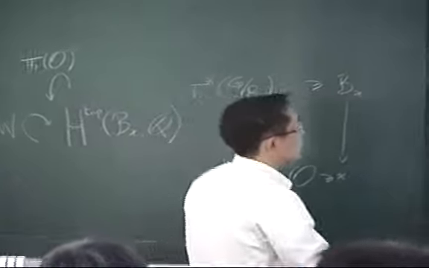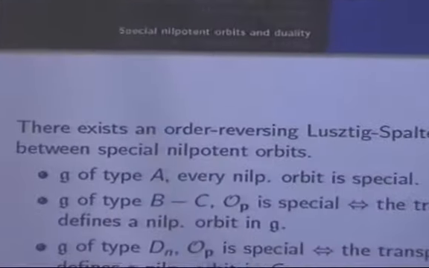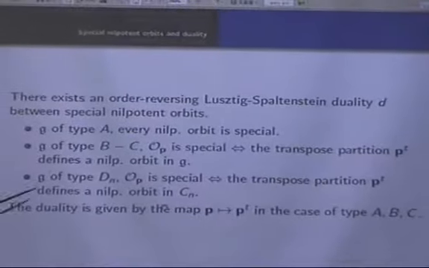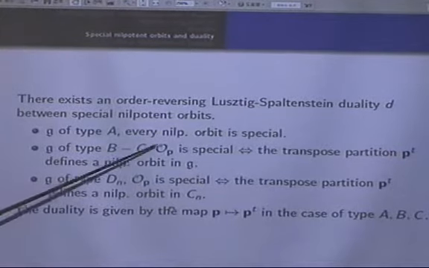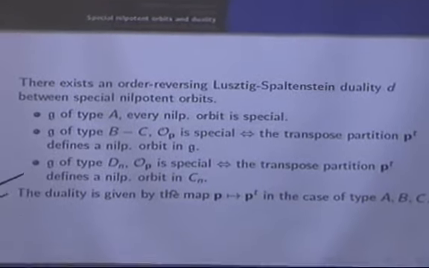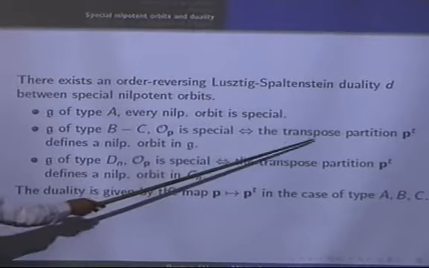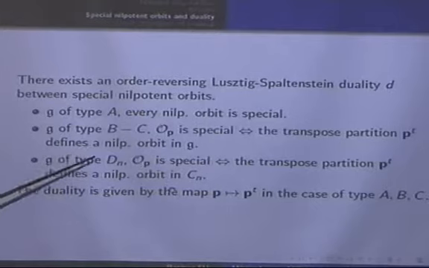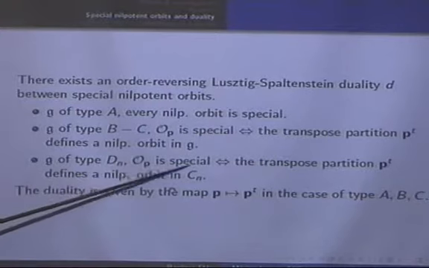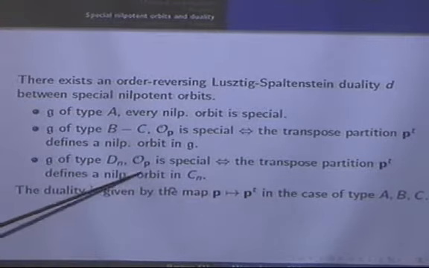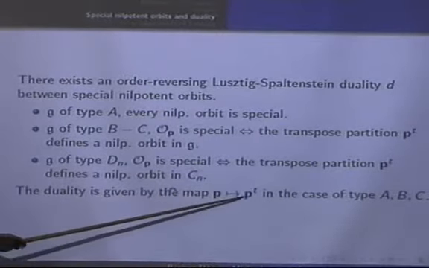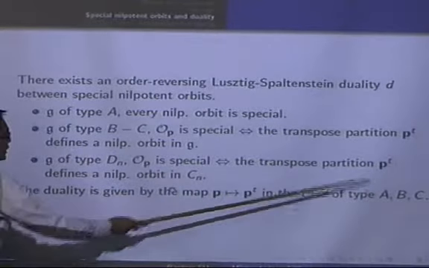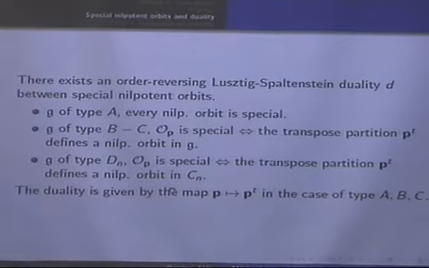Okay, so we have the special nilpotent orbits. For example, for the classical types, we know how to determine whether a nilpotent orbit is special or not. In type A, every nilpotent orbit is special. In type B and C, it is special if and only if the transpose partition still defines a nilpotent orbit in G. But type D is very special. In type D it is special if and only if the transpose partition defines a nilpotent orbit in C_n, not in D. And the duality is just given by the transpose map in the case of type ABC. Other types are more complicated.